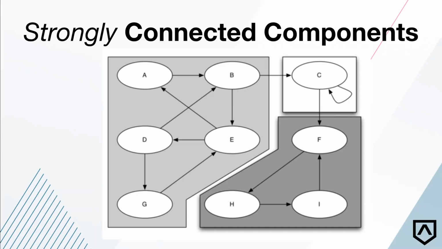With strongly connected components, what we're saying is, okay, any node in this group can get to any other node. So for example, F can get to H, F can get to I. Same thing, I can get to F, I can get to H, H can get to F, H can get to I. Okay, so it's just a little bit of a stronger connection.